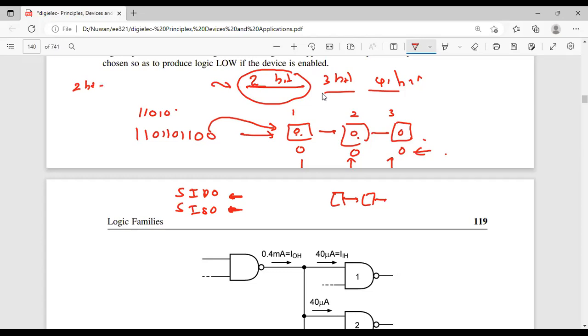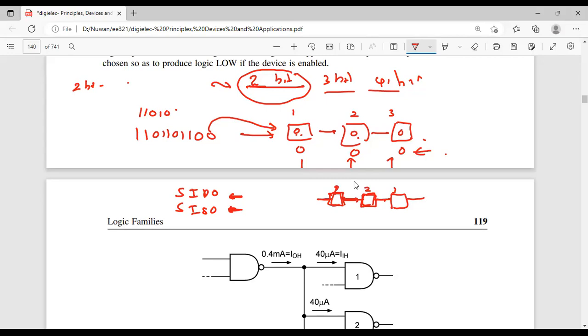For storing you are actually using flip-flops. So 2 bits means you are using 2 flip-flops. If I say I am given a 3-bit register, that means 3 flip-flops are there: 1, 2, 3. Is that clear?